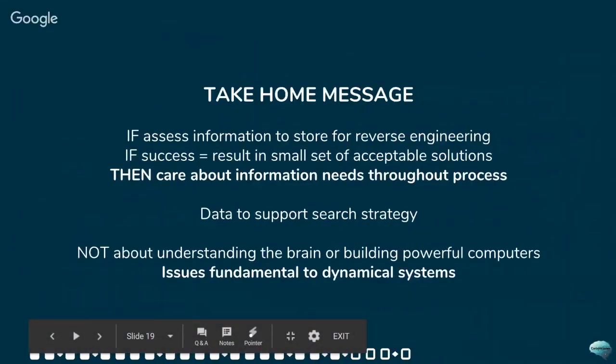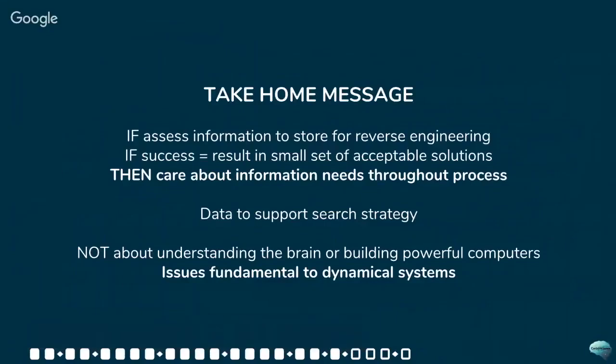So, if you want to assess which information you need to store to be able to successfully reverse engineer a complex system, specifically the brain, and if the success criteria are not merely to find some plausible solution, but one solution or a very small subset of acceptable solutions, then you have to care about the information that will be used throughout the reverse engineering process. You need to care about the data that support a strategy for cues to direct a search through the solution landscape.